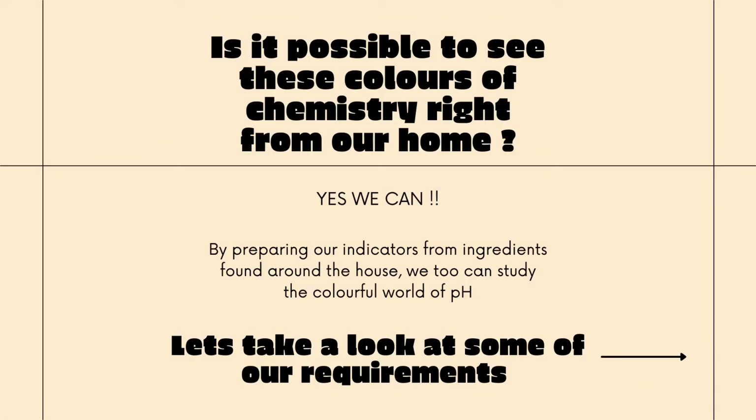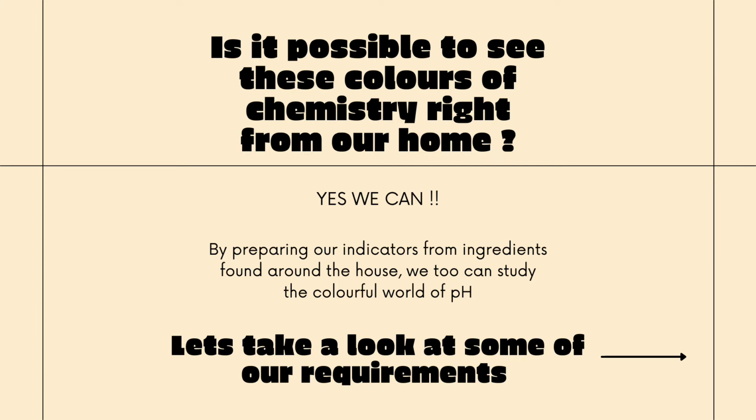That makes us wonder, is it really possible to see these colors of chemistry right from our home? Yes, we can, by preparing our indicators from household ingredients like lemon juice, orange juice, or even detergents. We too can study the colorful world of pH.